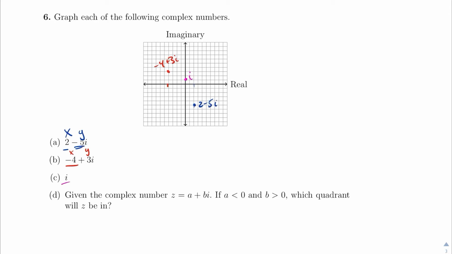And then given that the complex number z equals a plus bi, if a is less than 0, to me that means we're going to go in the x direction. Less than 0 is a negative number, we're going to go back. b is greater than 0 means in the imaginary direction we're going to go up. That means that we're going to be in quadrant 2.